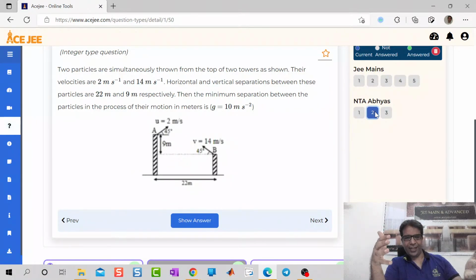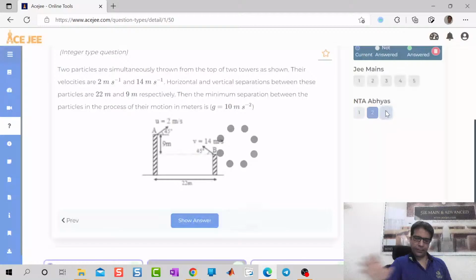Well, actually, it should be in the two-dimensional motion, but since it has shown up here, let's go ahead and solve this one. Or let's do this, Chavi. We'll not solve this one. Let's go ahead and attempt the next one.